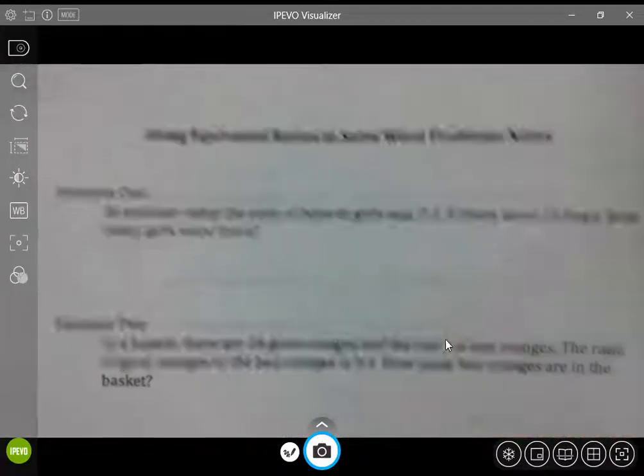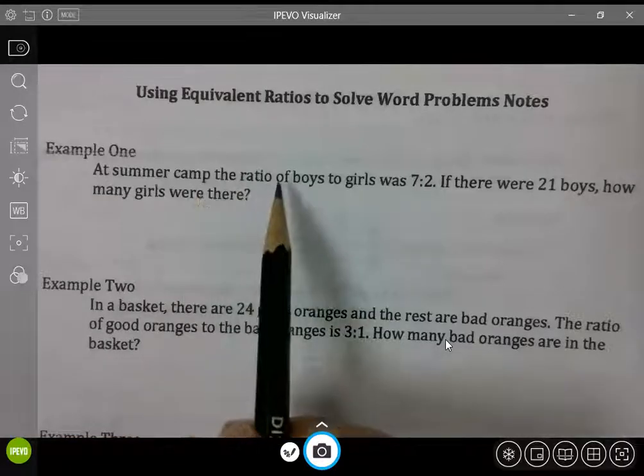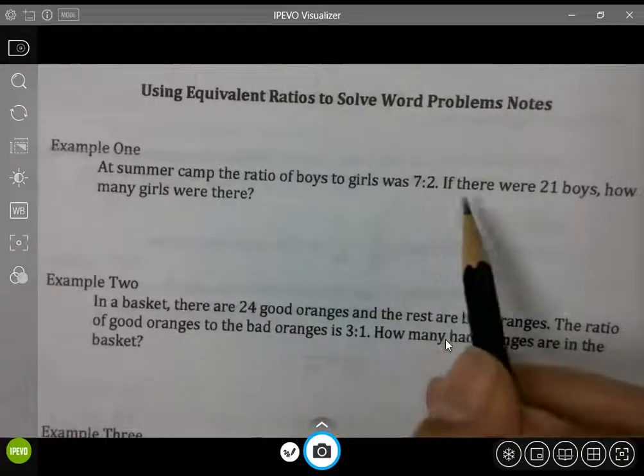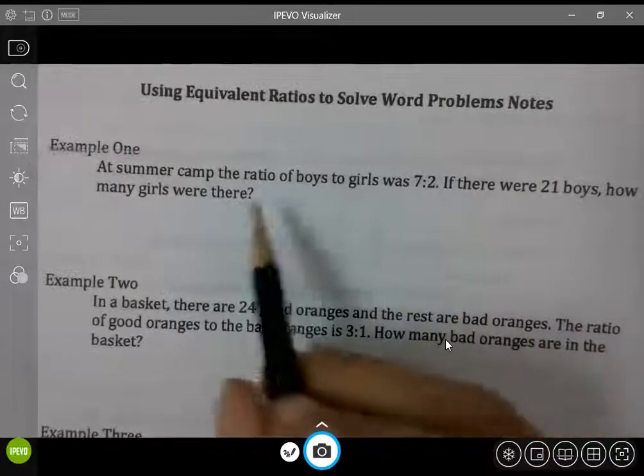All right, we are going to move to ratios with equivalent ratios in our word problems. So example 1: at summer camp, the ratio of boys to girls was 7:2. If there were 21 boys, how many girls were there?